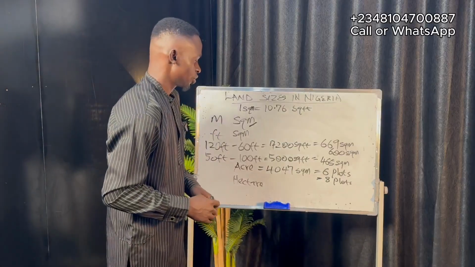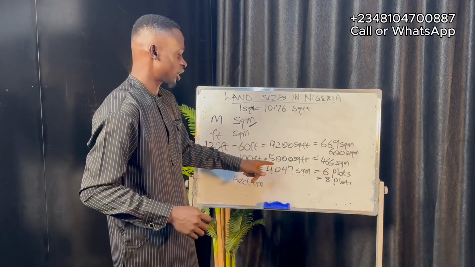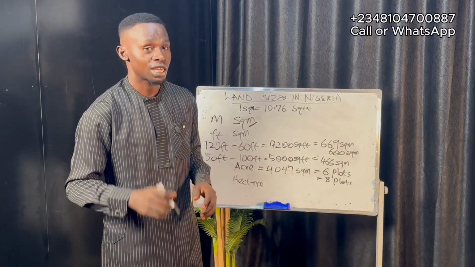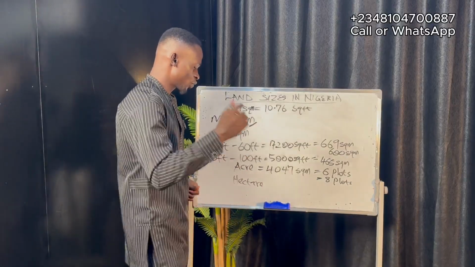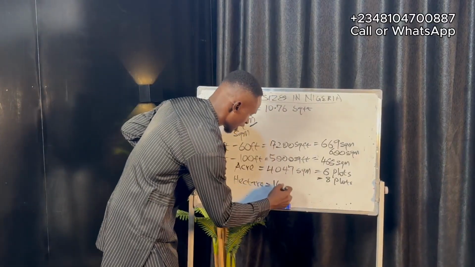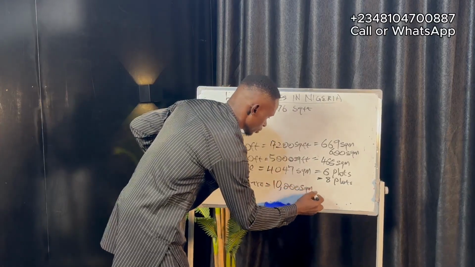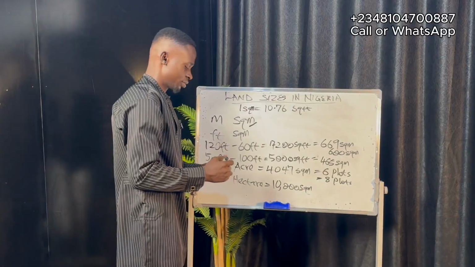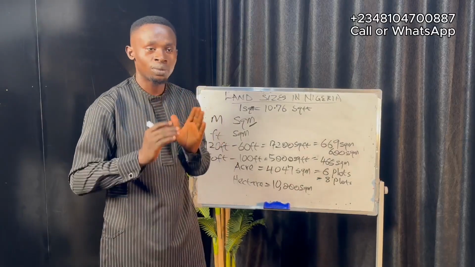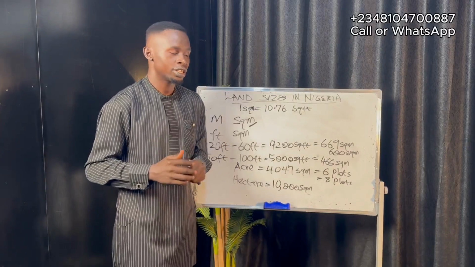Right here in Enugu, but according to the global standard, an acre is 4,047 square meters. That's an acre. Then we move to hectare. A hectare is 10,000 square meters. This is the global standard: 10,000 square meters for the land size of a hectare.